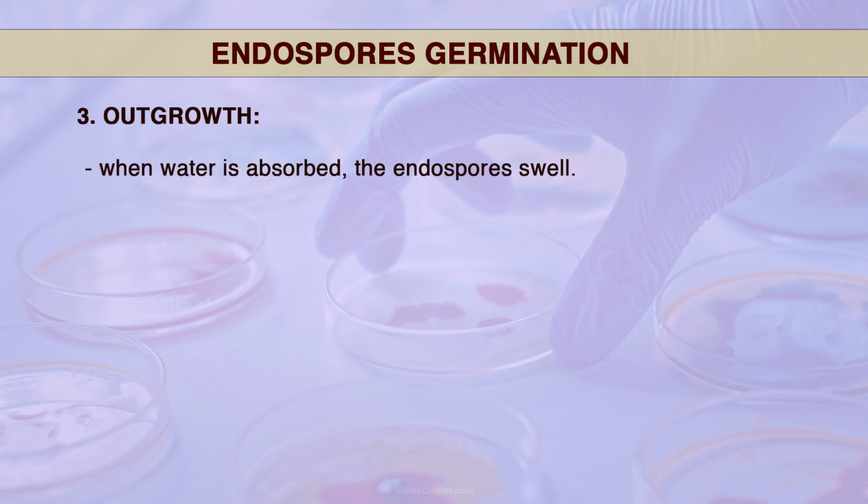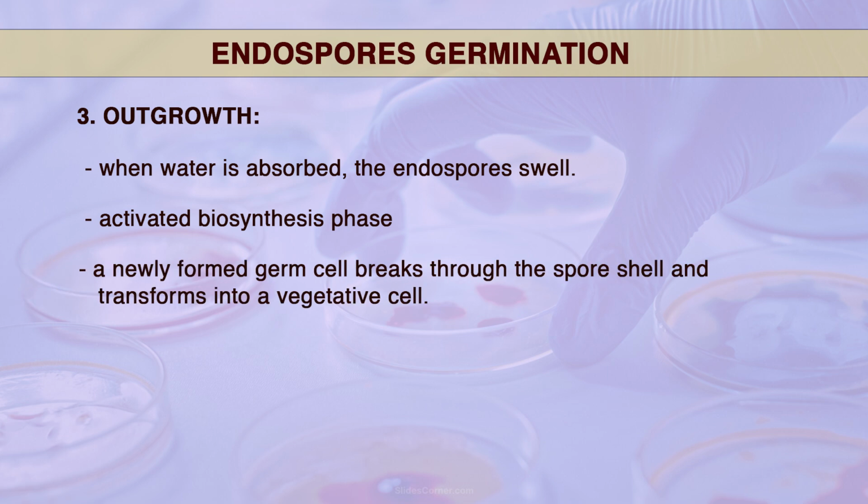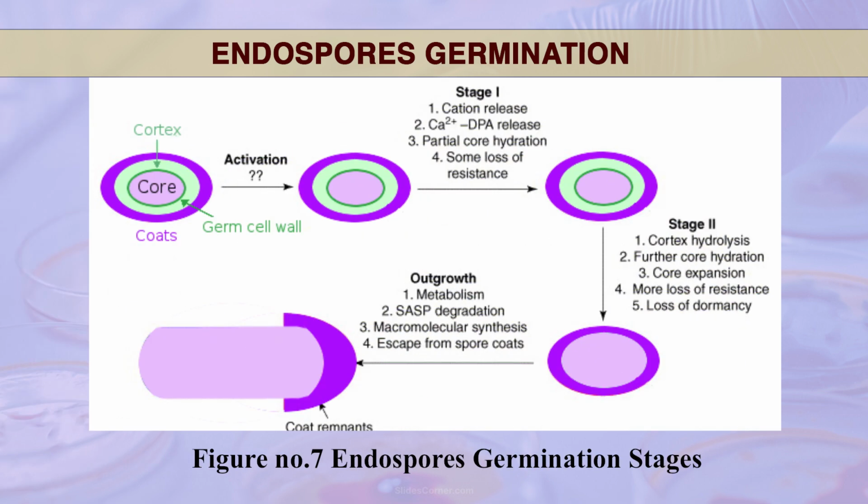When water is absorbed, the endospore swells and activates biosynthesis phases, and a newly formed germ cell breaks through the spore shell and transforms into a vegetative cell. These are the different stages of endospore germination. This is how endospores germinate.